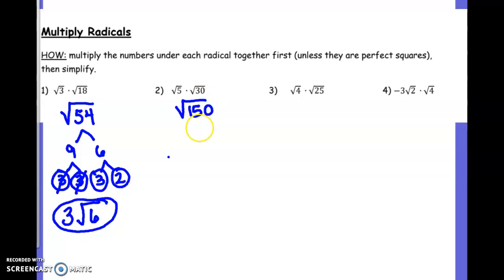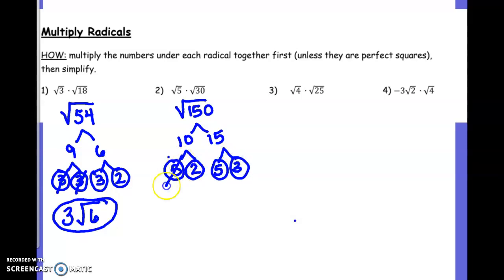If I want to start to simplify, I could say 10 times 15 and 5 times 2 to get our prime factors. And then I've got 5 times 3 for 15. Looking at our pairs, we've got a pair of 5s, so we're going to pull that out. That means that 5 times 5, or 25, is a perfect square factor. And then what's left would be 2 times 3, which would be 6. So we get 5 radical 6.